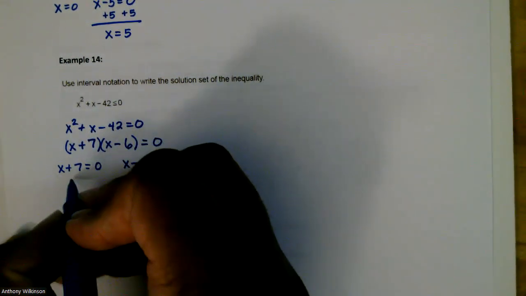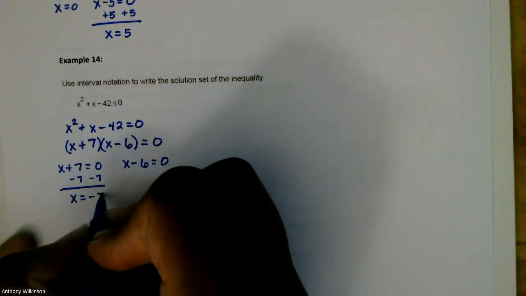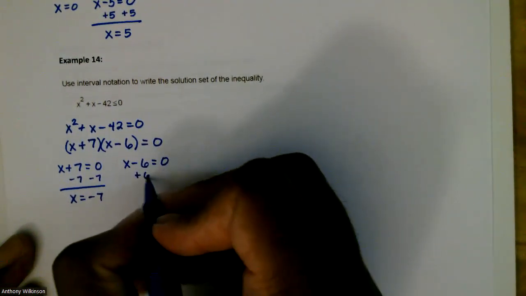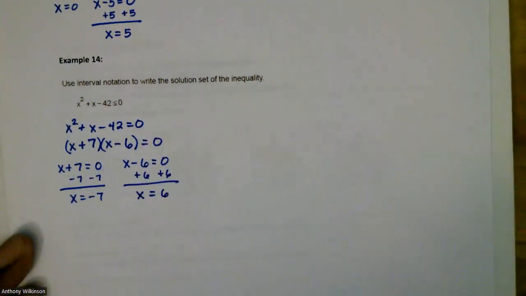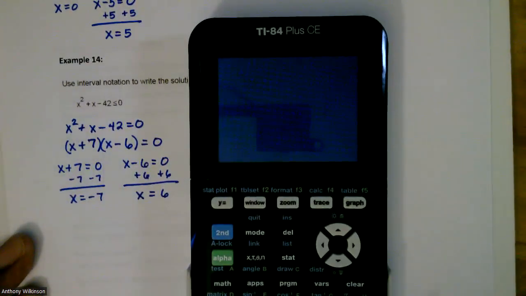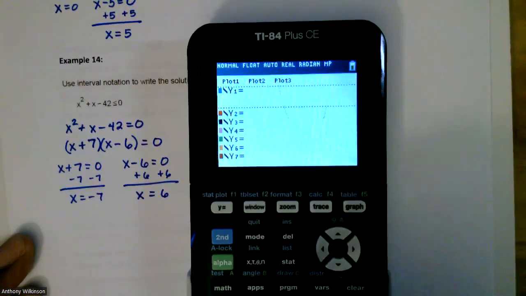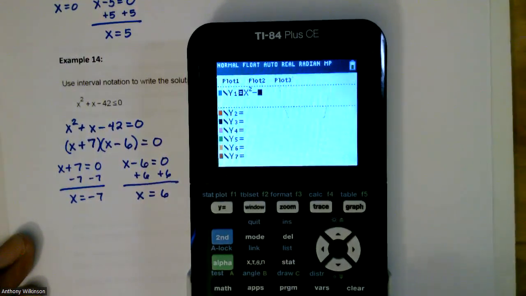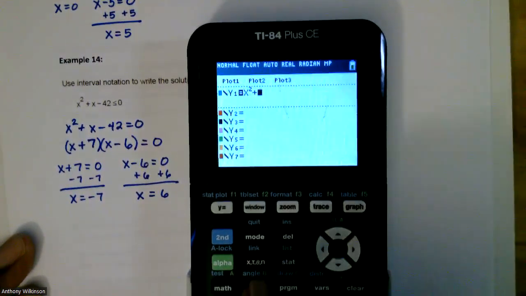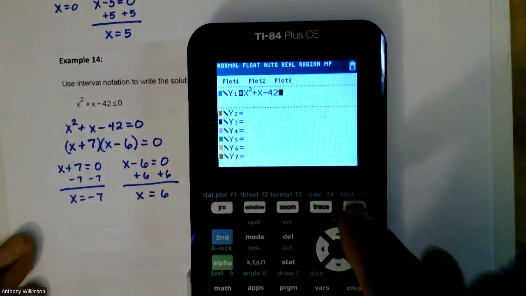Now to solve, x plus 7 is equal to 0. That means x is equal to negative 7. And then for x minus 6 is equal to 0, that means x is equal to 6. Now, watch what happens when I graph this. Let's see. Press y equal to. Get the x for your x and then square it. Plus x minus 42. Graph.